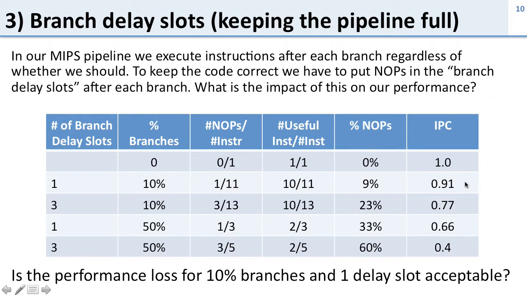And the answer is no, 10% performance is terrible. So what processor designers do is they figure out how can we go ahead and get rid of these branch delay slots if we can't fill them.